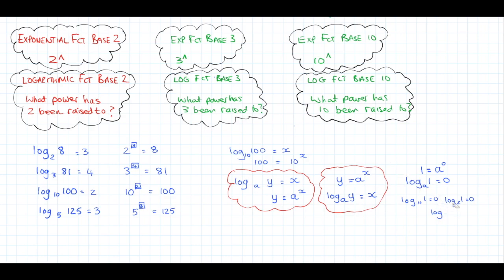Log 1 to base 5 is also equal to 0 as a result of that. Now again, here we could write a is equal to a to the power of 1. That's it written in exponential form as a logarithm. Log a to base a is equal to 1.